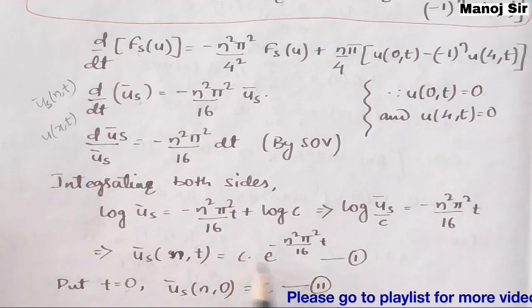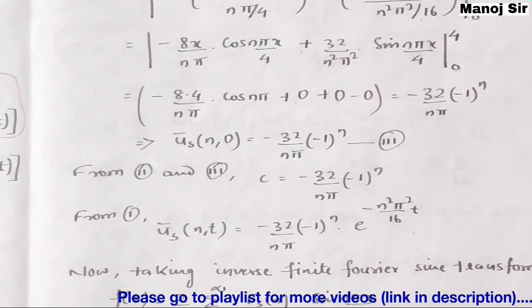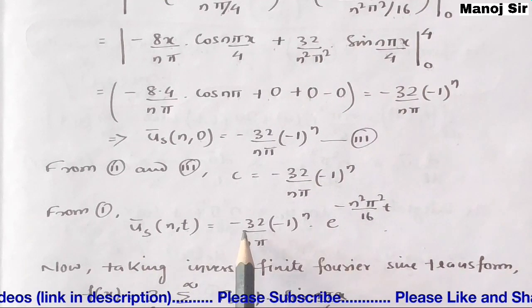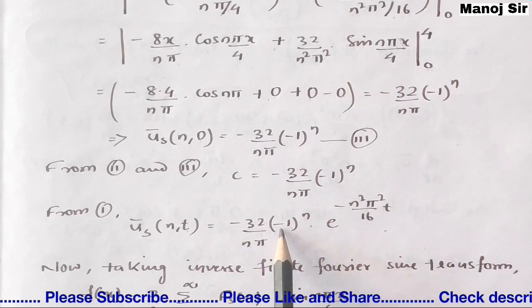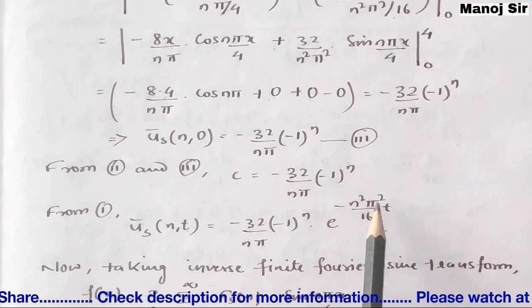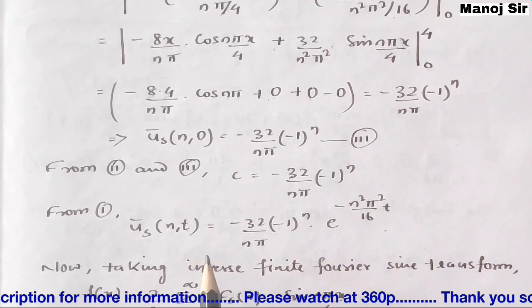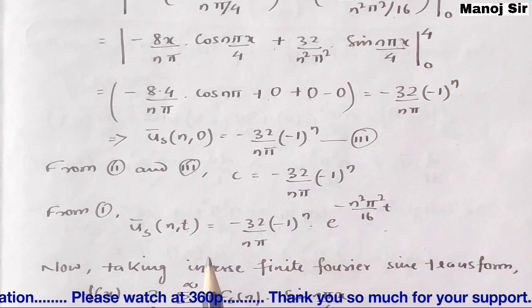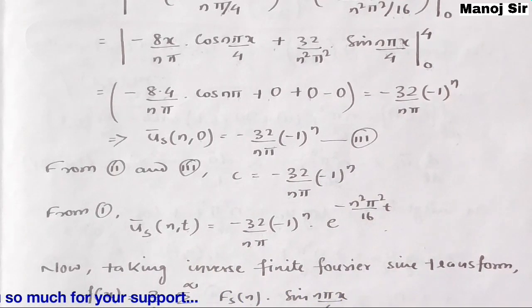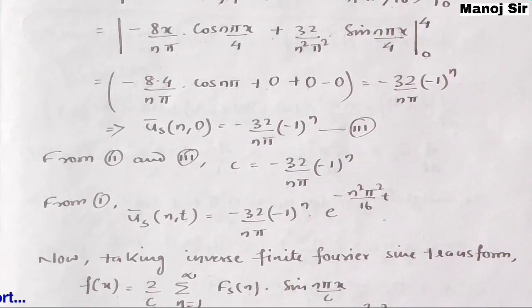Simply put the value of c in equation number 1. So equation number 1 becomes u bar of s n comma t equals minus 32 upon n pi into minus 1 power n, this is the value of c, into e to power minus n square pi square t upon 16. This is the final value of u bar of s, which is a function of n and t. But we want u, which is a function of x and t.